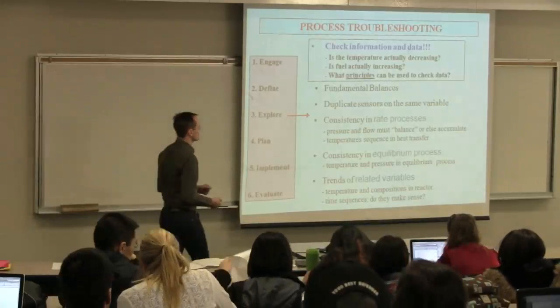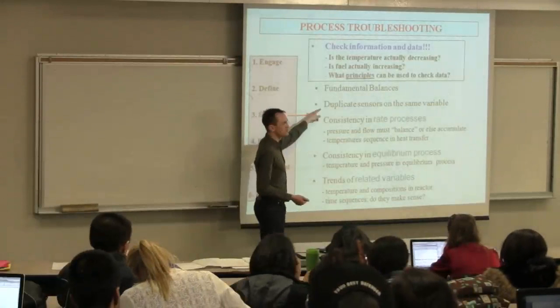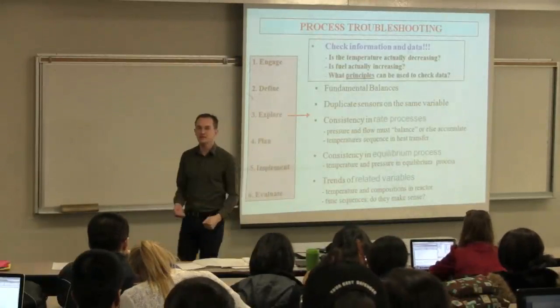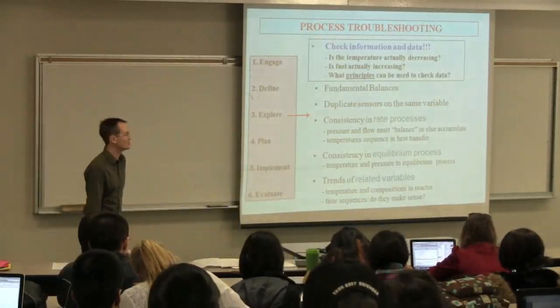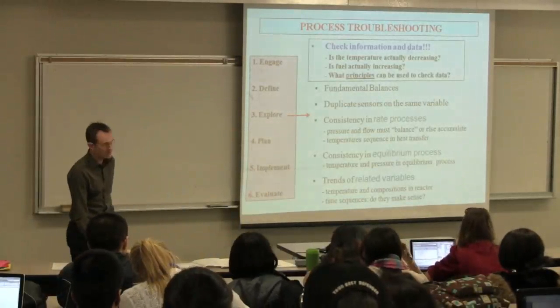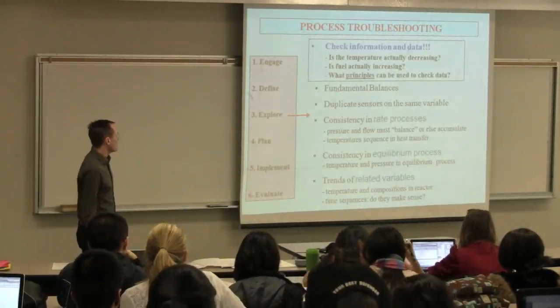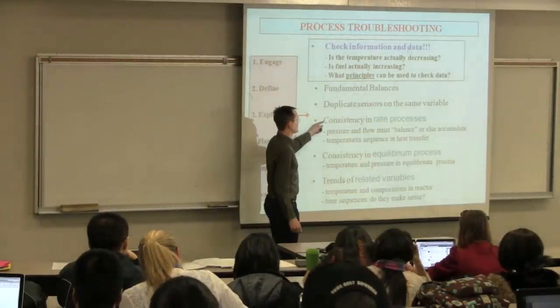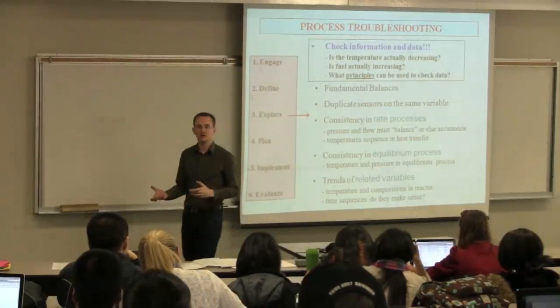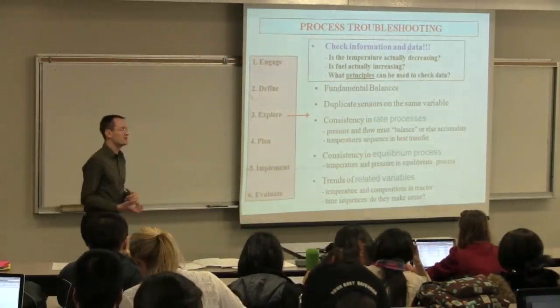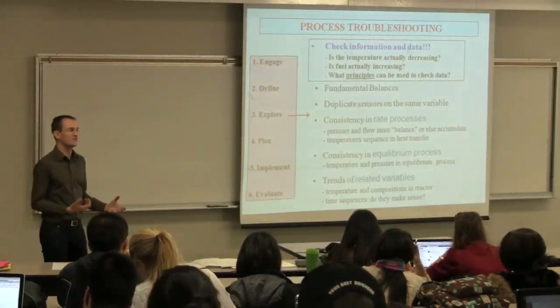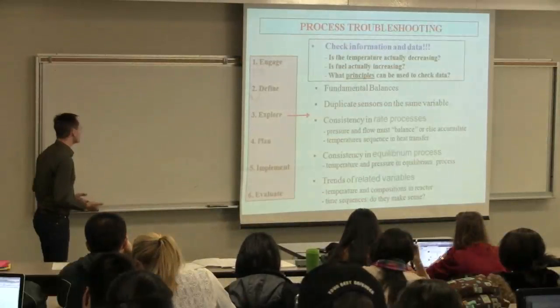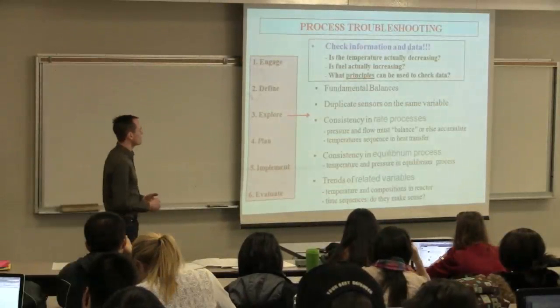One way I can check the consistency is to use the duplicate sensors I have available. In many processes, we have redundant information: duplicate sensors on the same stream. The other way to check for consistency is for a rate process. If I've got flow into a tank at steady state, I need to see roughly the same amount of flow out of the tank. Okay, so I need a consistency method.